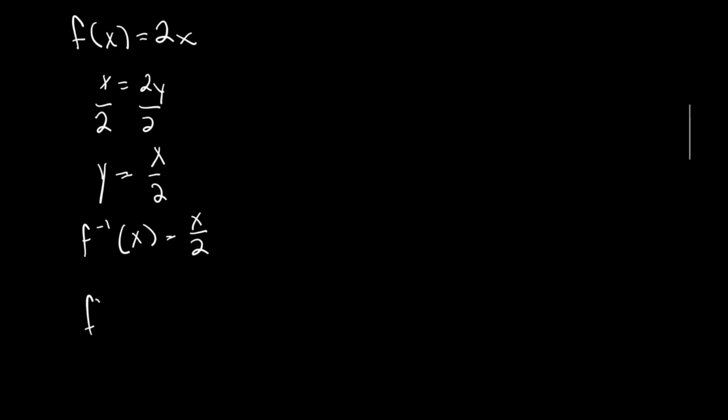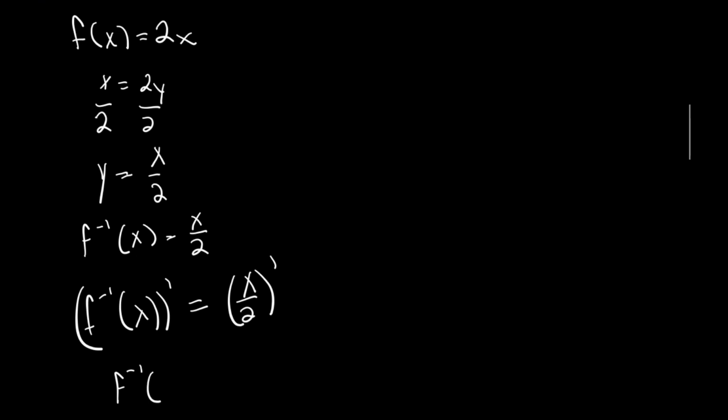So we do f inverse of x prime, right? Find the derivative of that, which is going to be equal to x over 2 prime. So f inverse of x prime is simply 1 over 2, because if you find the derivative of x over 2, it's just going to be the derivative of x, which is just 1, so then you're left with 1 over 2.